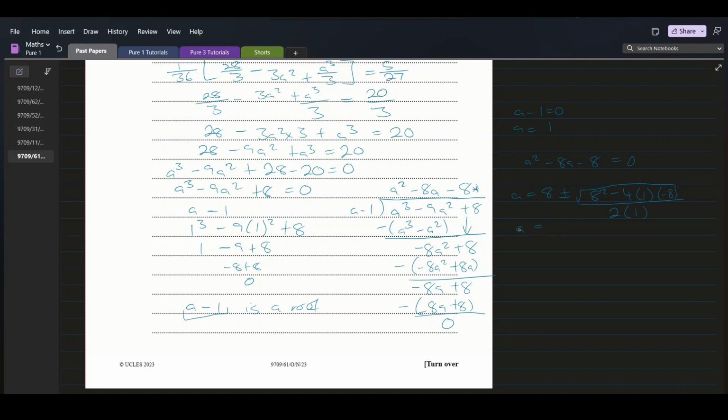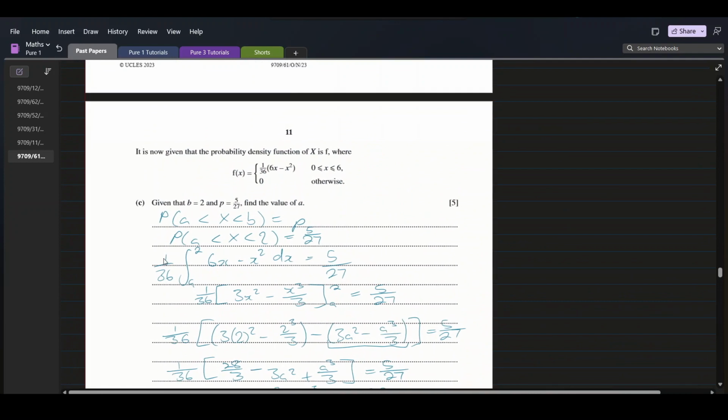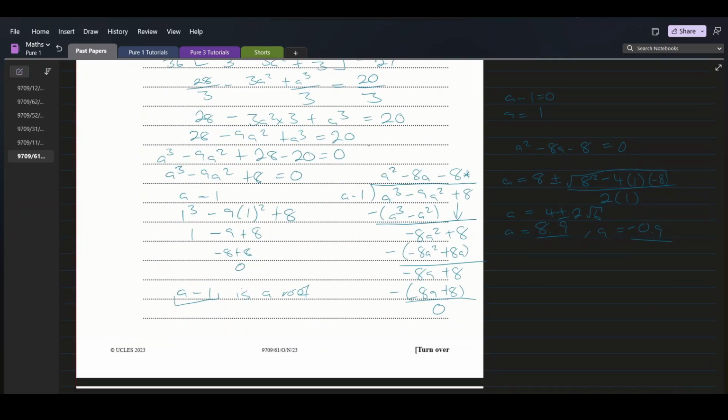So a is equal to, if you punch that into a calculator, you get 4 plus or minus 2 root 6. And let's simplify that. So that's a is equal to 4 plus 2 root 6, which simplifies to 8.9. And then 4 minus 2 root 6 is negative 0.9, and both these values are out of the interval of our PDF. So it means that the only value that's within the interval is a equals 1, which we got from our linear factor. So we can conclude that a is equal to 1, and that's our final answer.